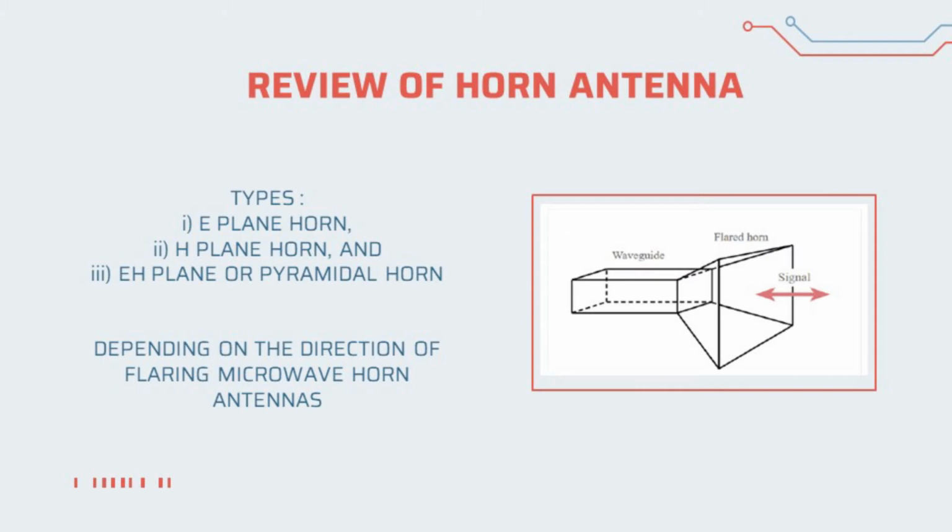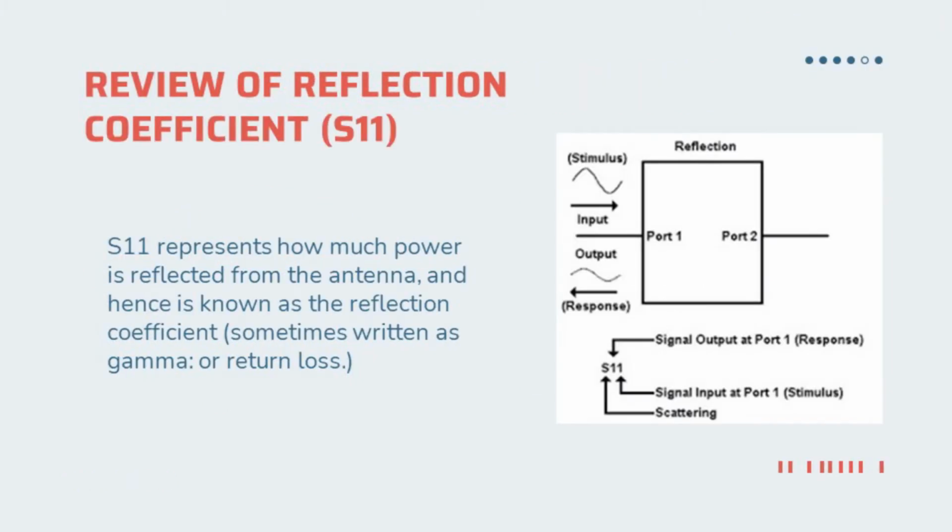Horn antenna consists of a flaring metal waveguide shaped like a horn to direct radio waves in a beam. Horn antenna can be E-plane horn, H-plane horn, and EH-plane or pyramidal horn, depending on the direction of flaring of the microwave horn antenna. Reflection coefficient S11 represents how much power is reflected from the antenna and is also known as gamma or return loss.